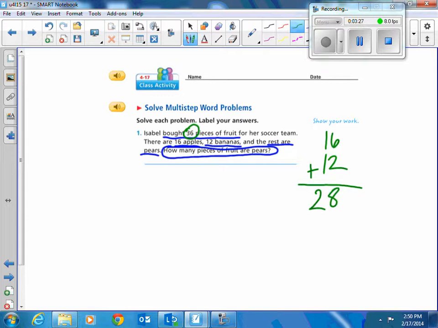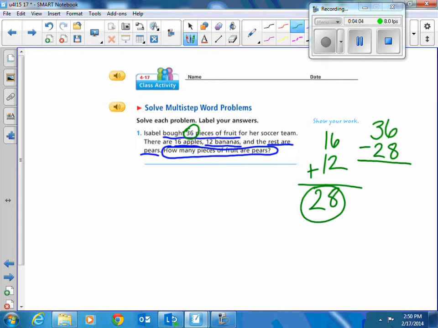But we need to know how many pears. There's one more kind of fruit, right? Well, then we know the total, don't we? We know that there are 36 pieces of fruit total, including the pears. Well, if we know that there's 36 pieces of fruit, including the apples, bananas, and pears, maybe we can take the total, which is 36, and subtract the total number of apples and bananas. Maybe if we subtract those 2 numbers, then we could find out how many pears are left.